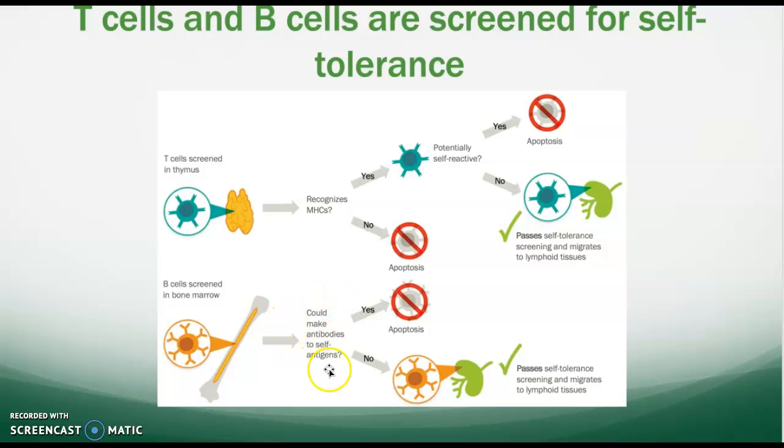And here with the B cells, can it make antibodies to self-antigens? If the answer is yes, we don't want that because we don't want our B cells reacting to us. We only want ones that don't react to self-antigens, and those we keep. So that's that idea of self-tolerance.